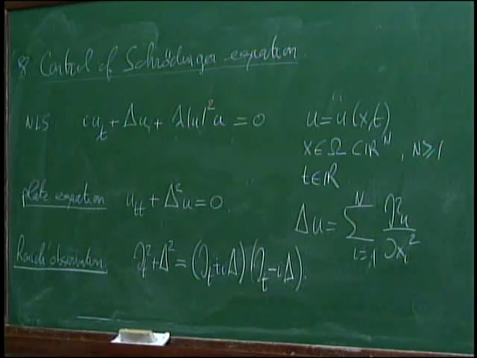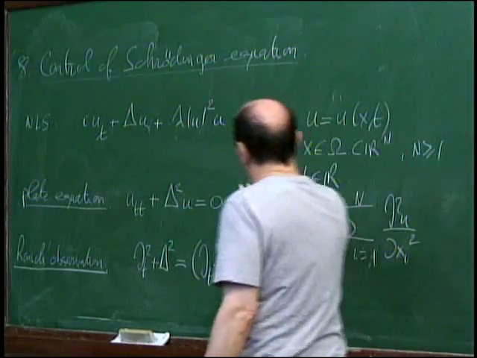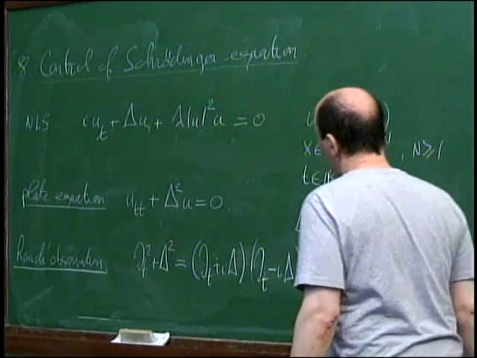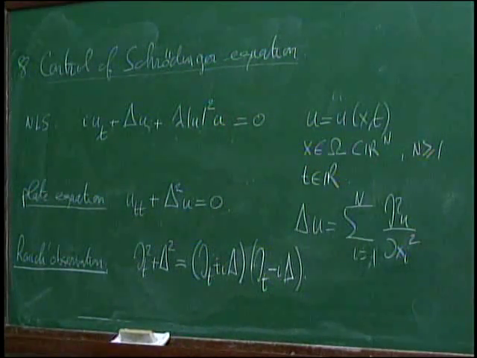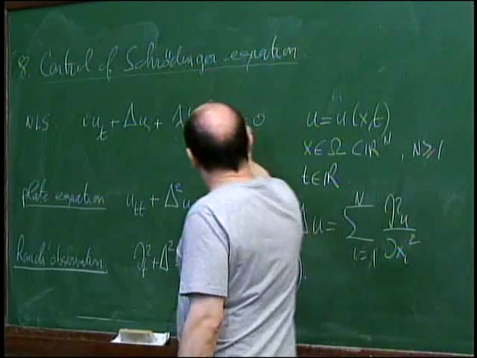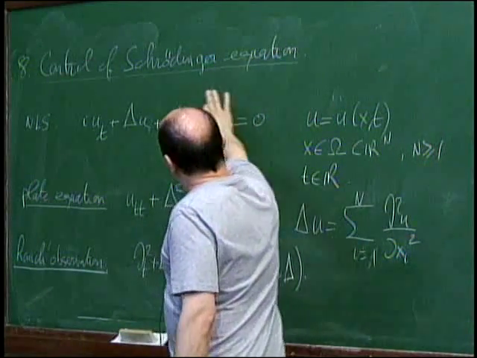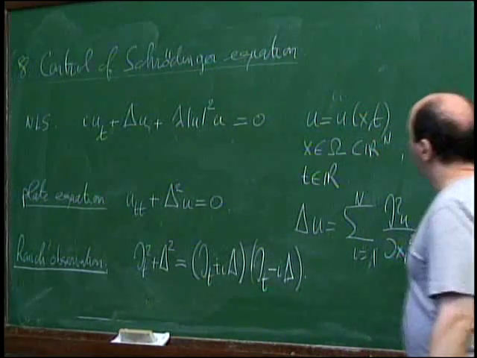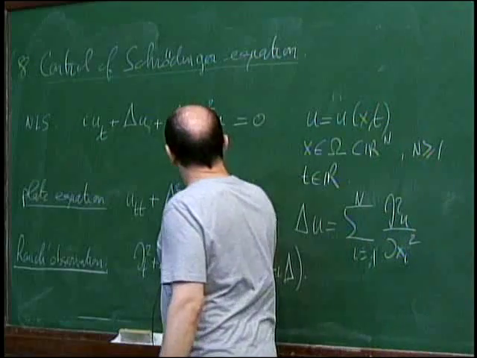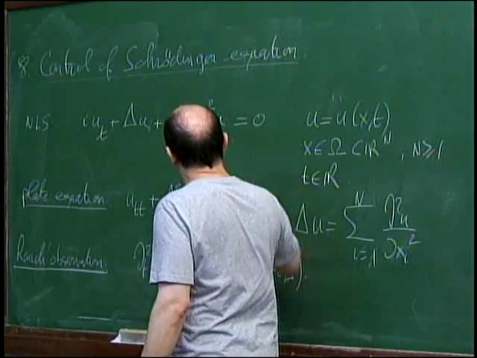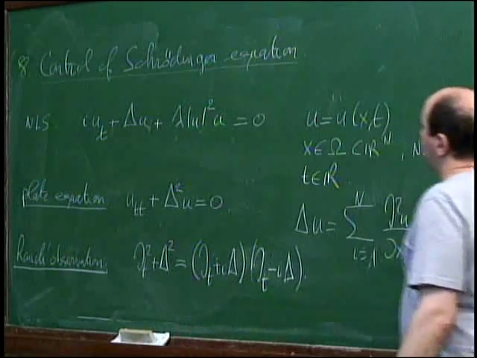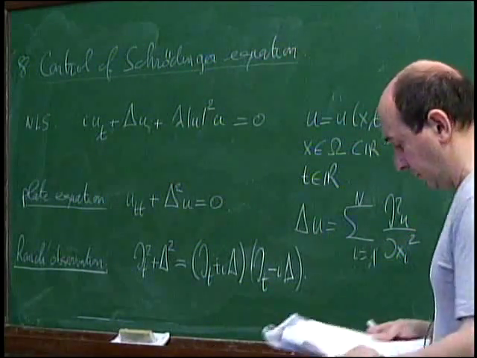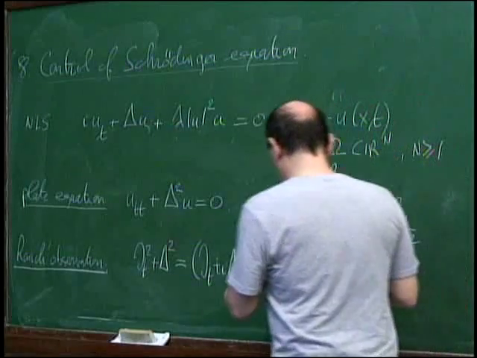And now for the application, well, of course, the plate equation is important because it's a model for the vibration of structures. And for the Schrödinger equation, most of the applications deal with the so-called bilinear control problem, where you put some control depending on the state and on some input, and this is important in chemistry, in quantum chemistry.